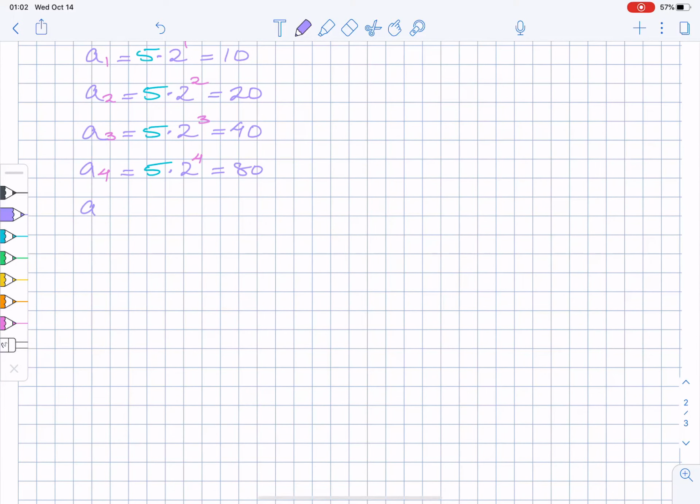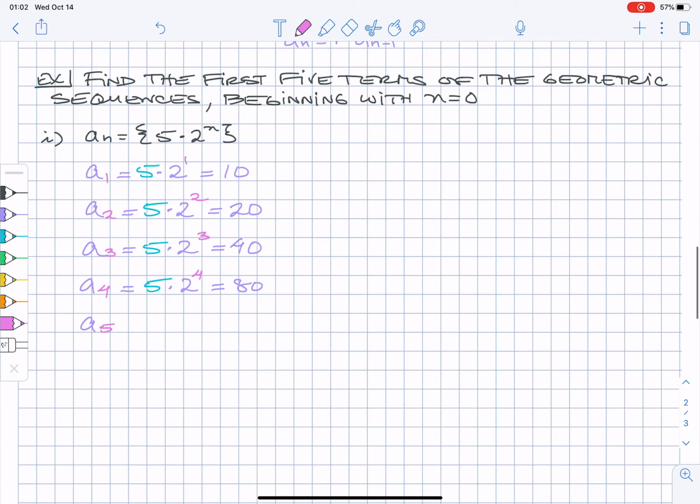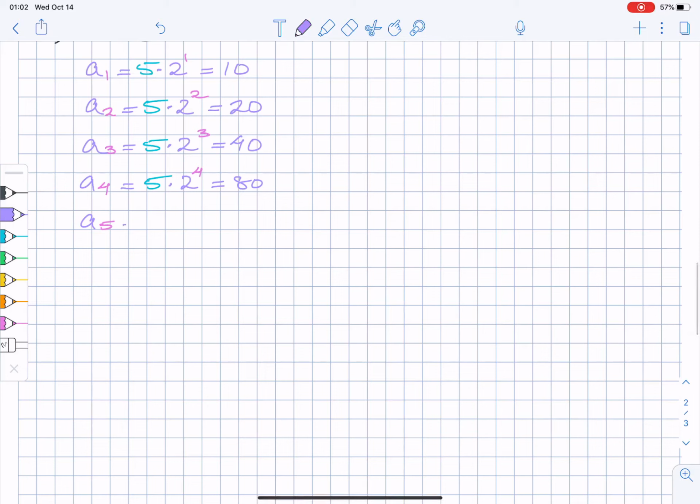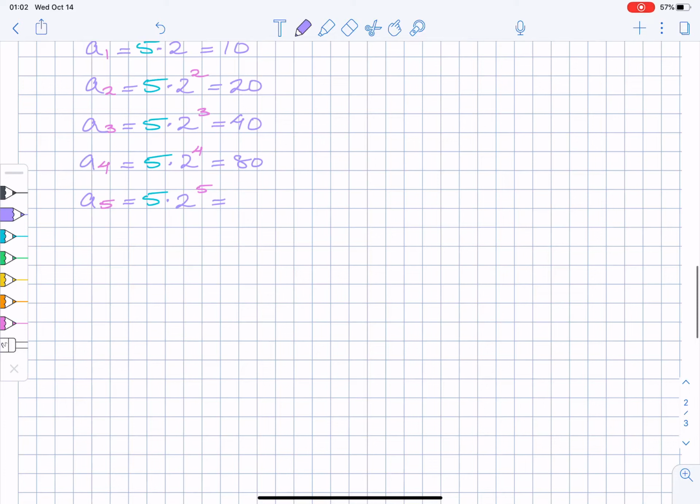Okay, so a sub 5, the final term. Oh my goodness, I just said to start with 0, and I didn't include 0. Okay, well, I'm going to have to go back because I didn't even read my own directions. 2 to the 5th is 32. 5 times 30 would be 150, and 5 times 2 is 10, so that's going to be 160.